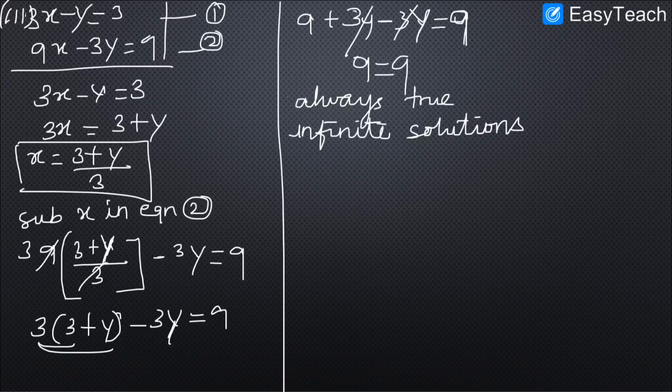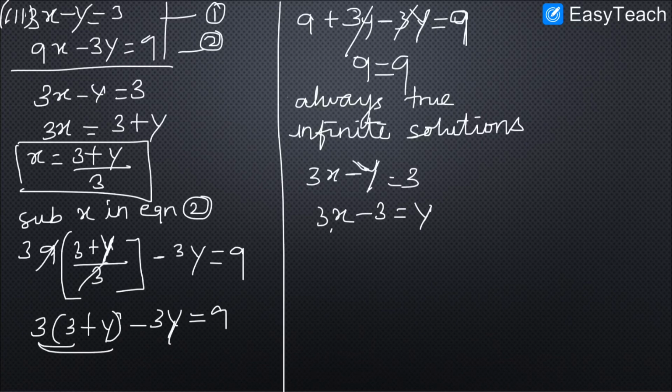Let's randomly pick some value and find the other one. For example, I take the first equation, 3x minus y equals 3, and let's derive the y value. So 3x minus 3 equals y. This is what y is.